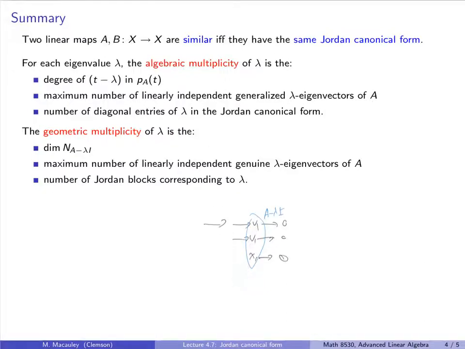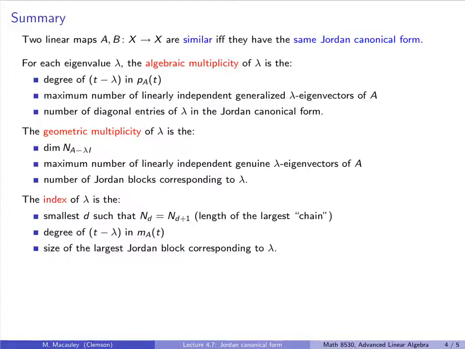This is also the number of Jordan blocks corresponding to lambda, because each of these chains corresponds to a Jordan block. And also notice why it's the dimension of the null space of A minus lambda I: those are the vectors that get mapped to 0 right away.